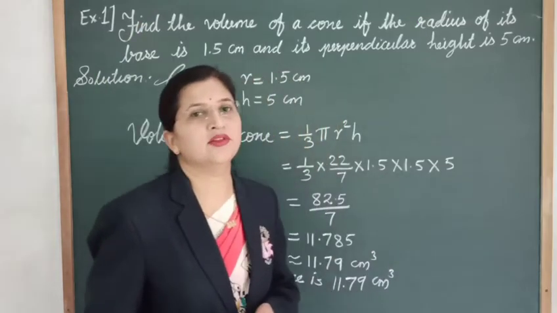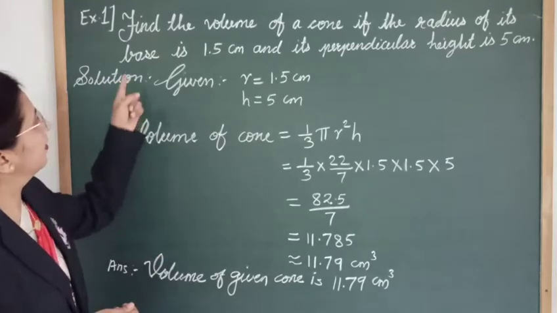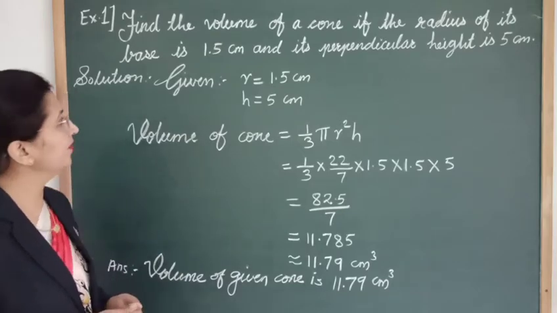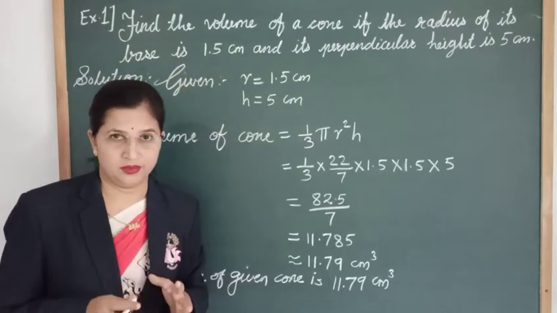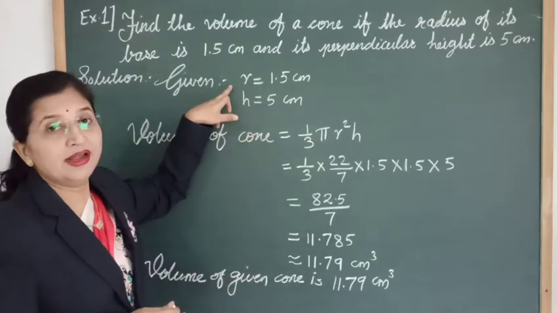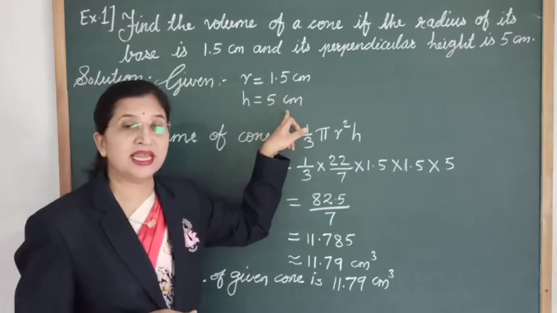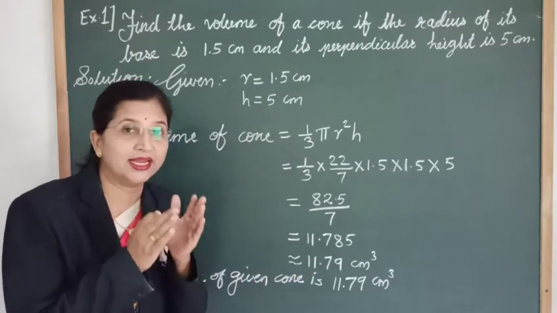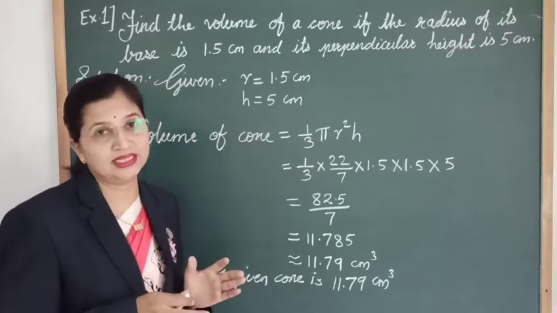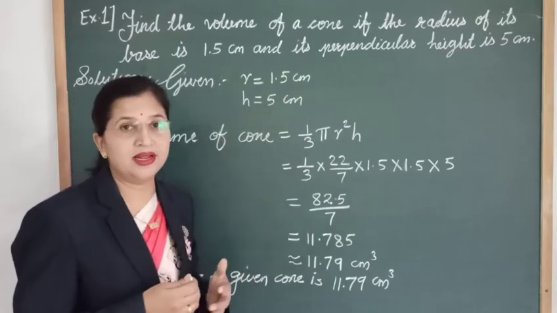Dear students, here we have the first question. Find the volume of a cone if the radius of its base is 1.5 cm and its perpendicular height is 5 cm. So first we have to write the given. If we write the given, then we will come to know whether the given values are in the same units or not. We have to take care that the given values should be in the same unit. If they are not, then we have to make them the same by using the proper relation.